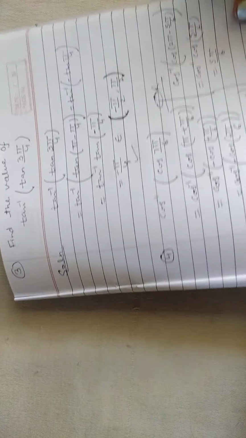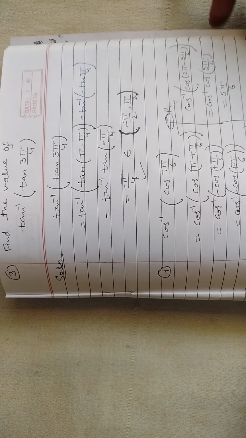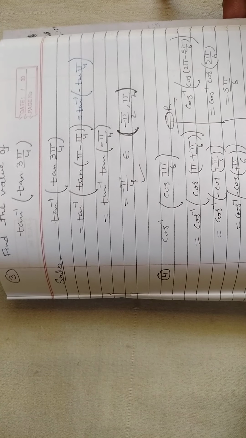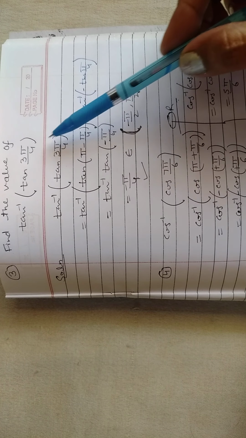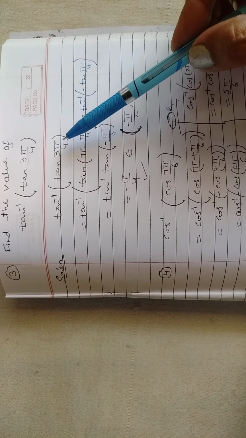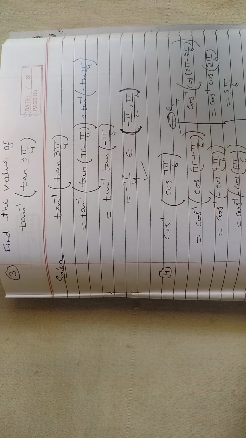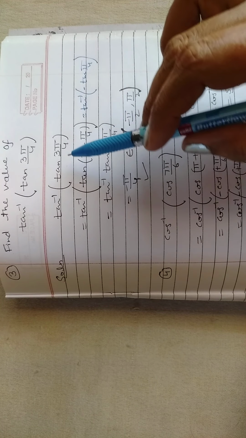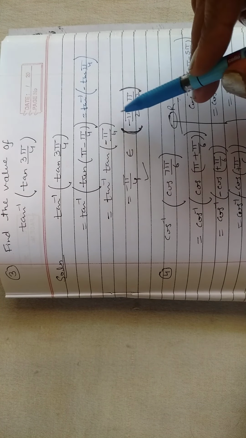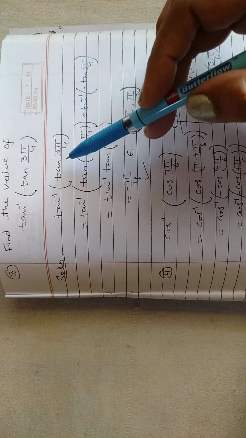Next question is, find the value of tan inverse tan 3 pi by 4. So what is tan inverse tan 3 pi by 4? See, firstly, if you cut it directly, you will get 3 pi by 4. But check whether it comes in the range of tan inverse. What was the range of tan inverse? Minus 90 to 90, open interval. But this is what? 135. So it doesn't come in the range minus 90 to 90. So what will you do? Write it in some other form.